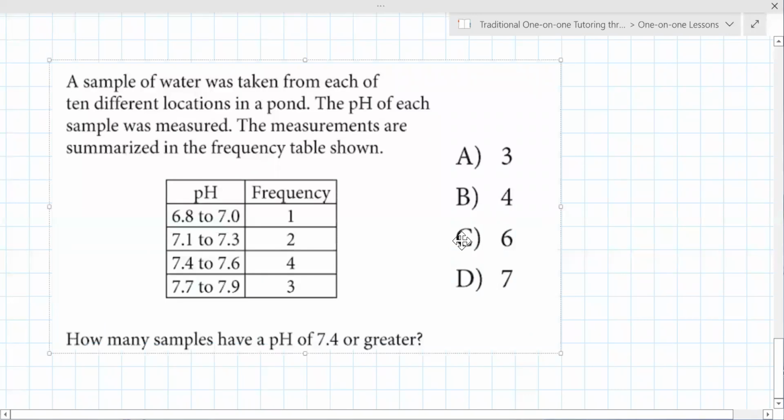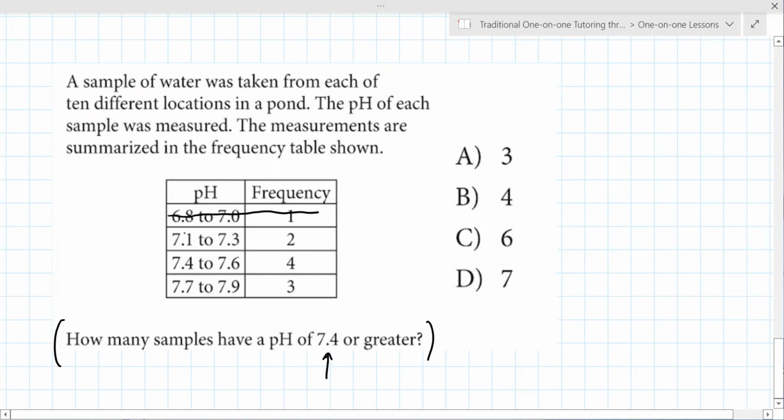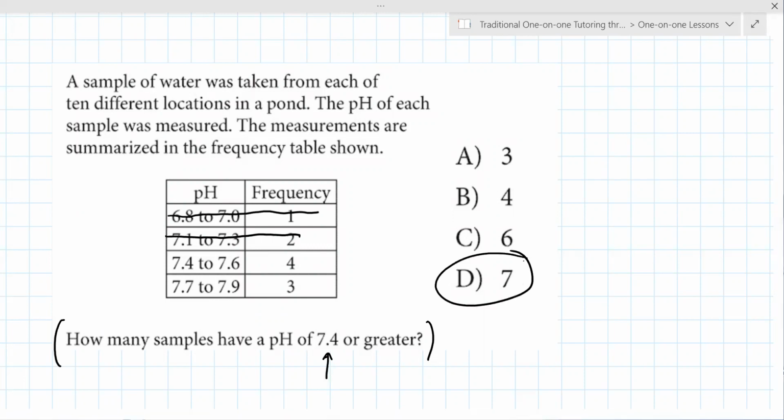All right. So let's go right to the question. What is the question it's asking you? How many samples have a pH level of 7.4 or greater? Okay. So does that include 7.4? Yes, it does. So is it 6.8 to 7? No. How about 7.1 to 7.3? No. Does the fact that they sampled water from 10 different pond locations matter? No. This table matters. So what's the correct answer? D. It is D. Do you need a calculator for that? Nope. You do not.